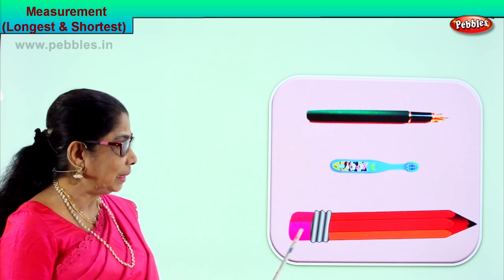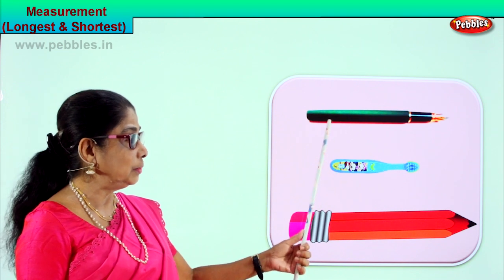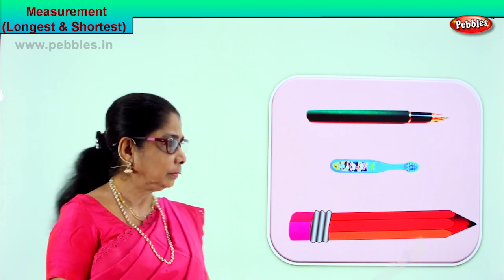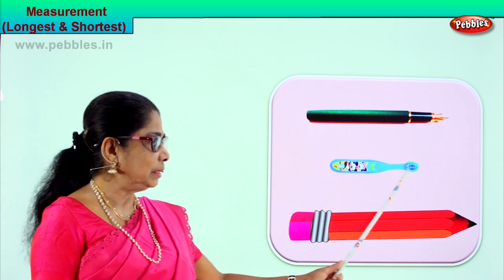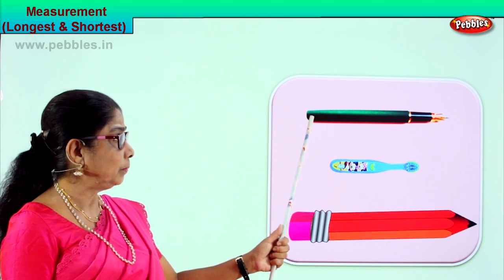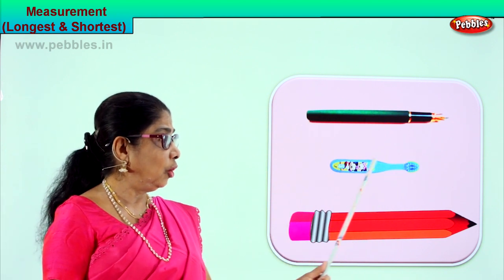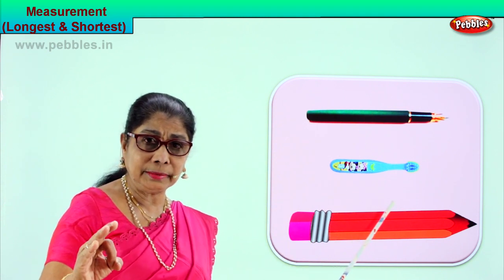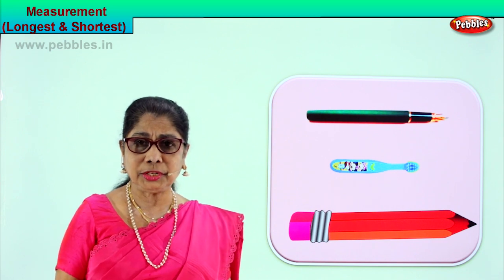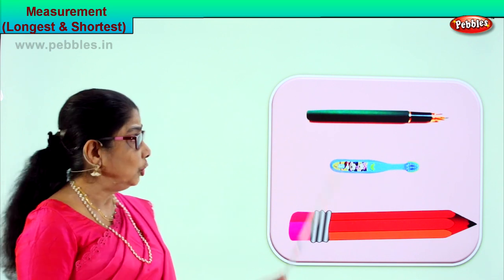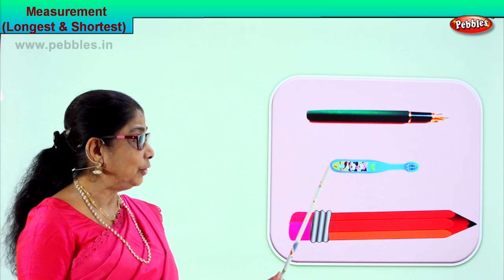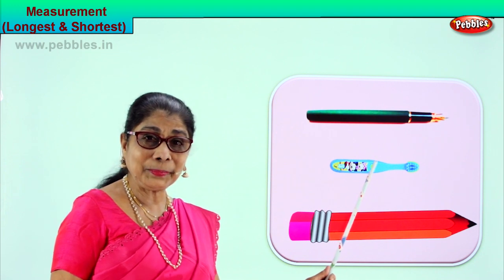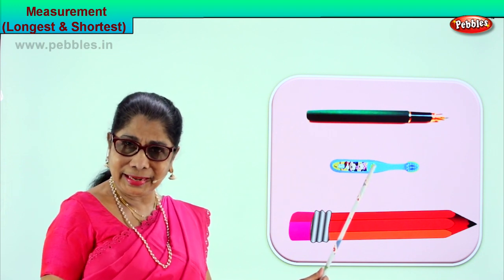Now, look at this pencil and look at this pen. The pencil is long. Certainly, the toothbrush is shorter than this. The pen is longer than the toothbrush. We are comparing the three items, which is the shortest of the three. Certainly, you can look and see and say for yourself, the tiny toothbrush. The toothbrush is the shortest of the three items.